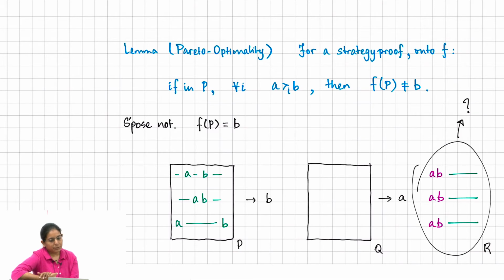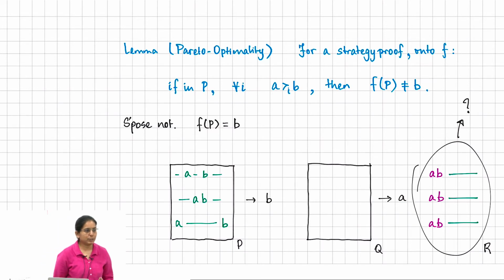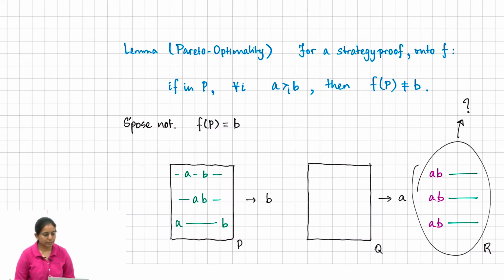So applying monotonicity between Q and R, we conclude that the mechanism must in fact continue to output A, which is something that it was doing on the profile Q, right? So that is your contradiction, because applying monotonicity between P and R, you see that the mechanism should output B, but applying monotonicity between Q and R, you see that it should also output A, which is a contradiction, yeah?